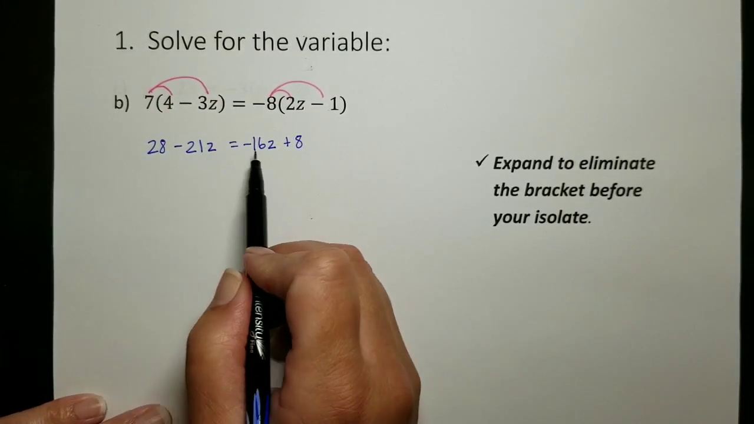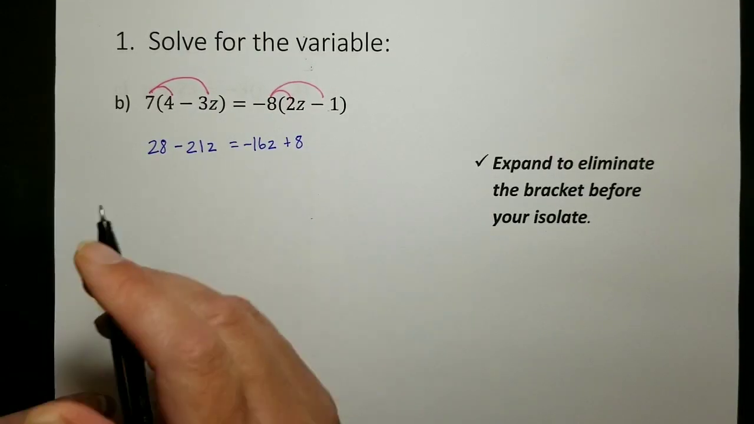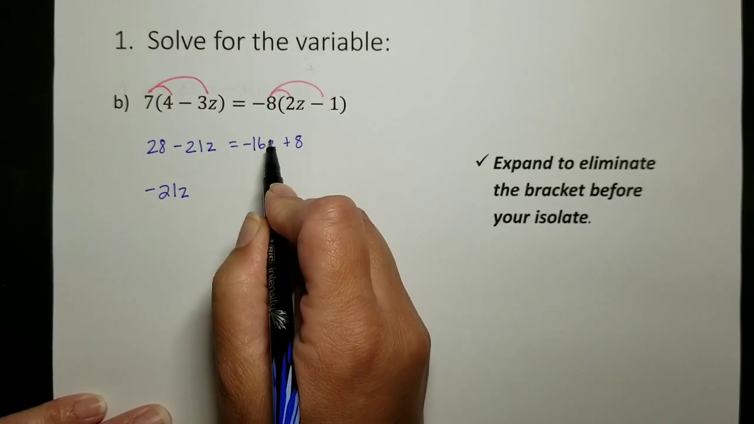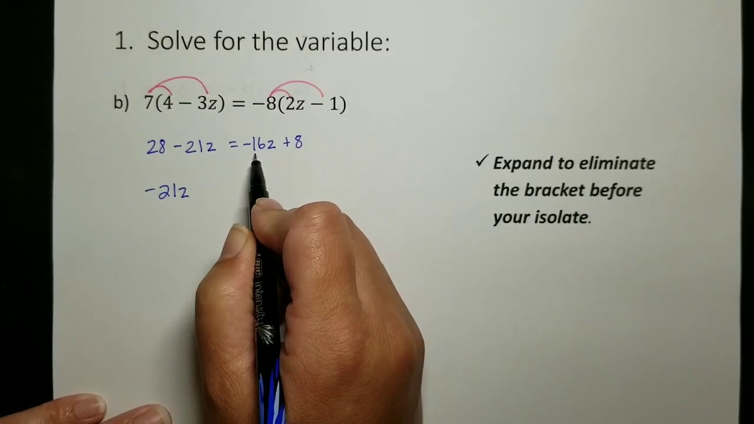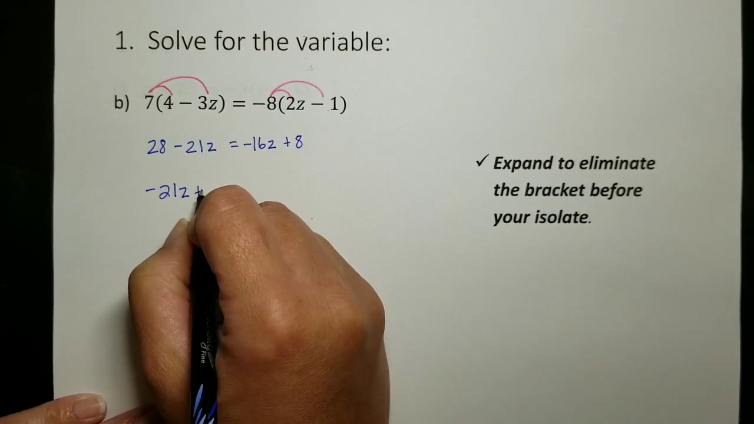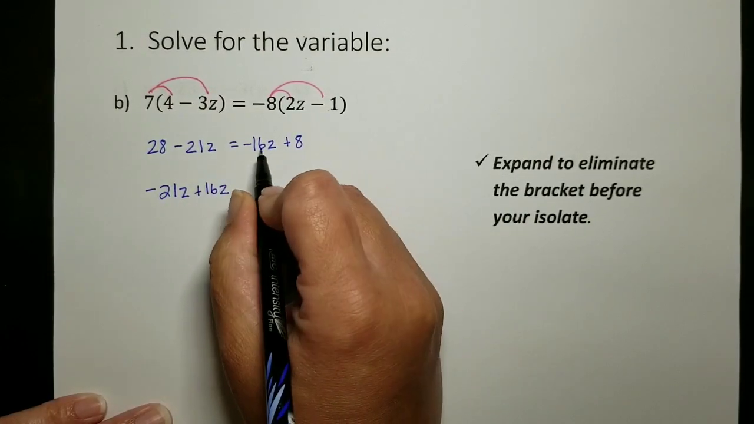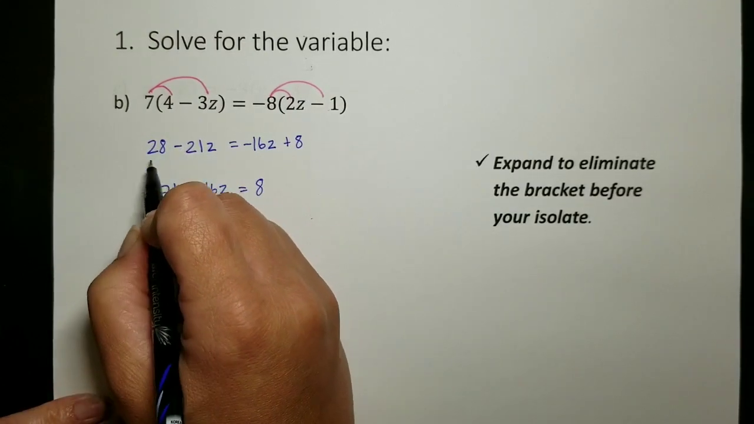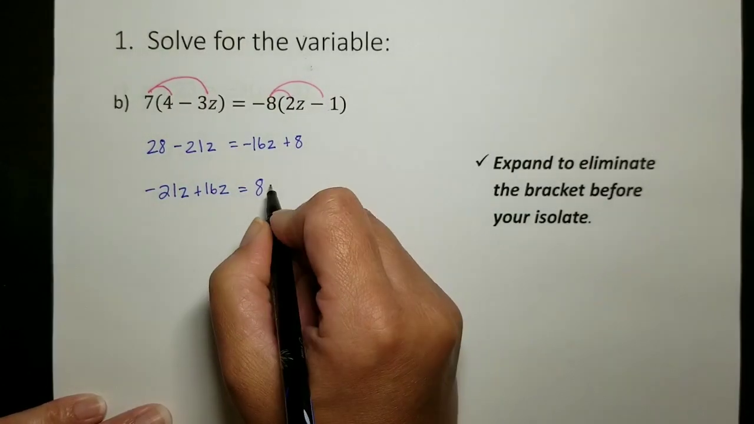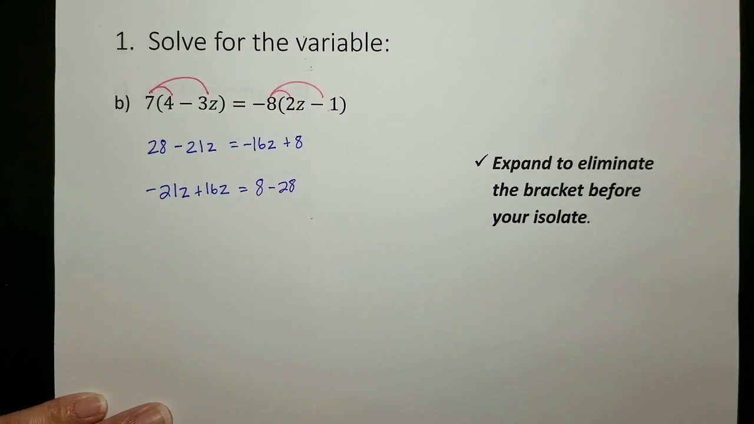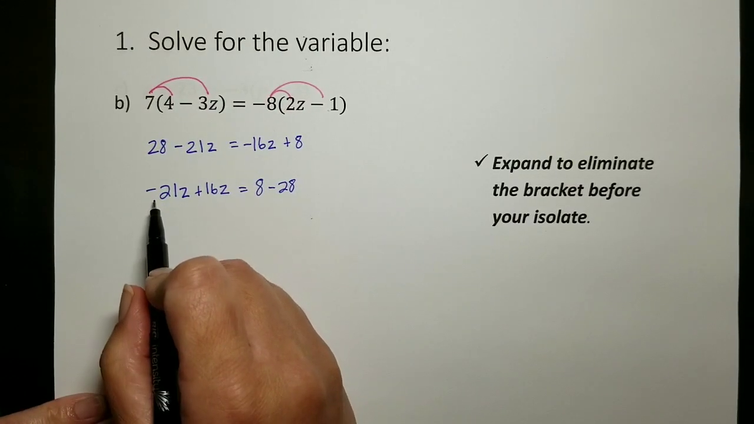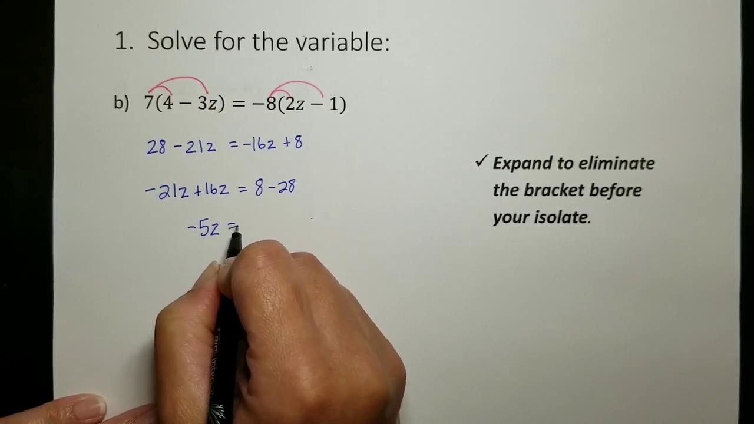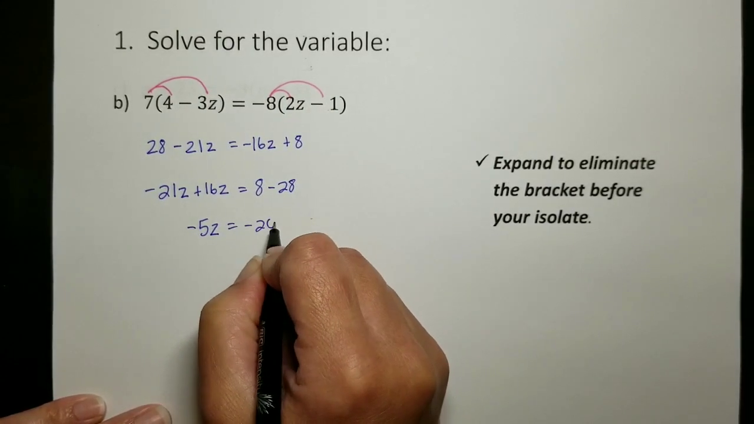So here we've got negative 21z, which is going to stay the same. And then this negative 16z would get undone by positive 16z, which will happen over here, but it would have zeroed out over here. Then I have an 8, and I have a 28 here that would have to get undone with a minus 28. So negative 21z plus 16z is negative 5z. 8 minus 28 is negative 20.